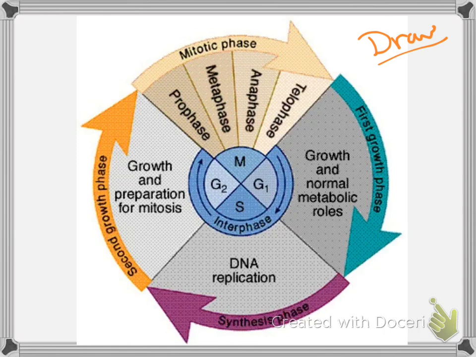So here you can see the G1 phase. This is the growth and normal metabolic roles. This means the cell is growing and doing its normal functions. Then we go into the S phase, which is DNA replication, DNA copying itself, getting ready for the cell to divide. G2 is growth and preparation for mitosis, which is the second growth phase. And then mitosis is this whole wedge right here where we have prophase, metaphase, anaphase, telophase.